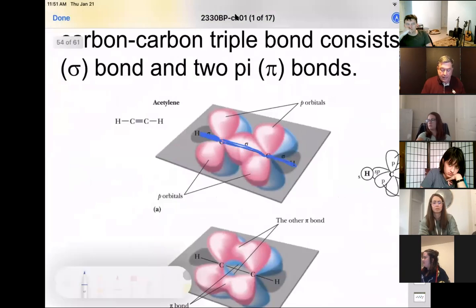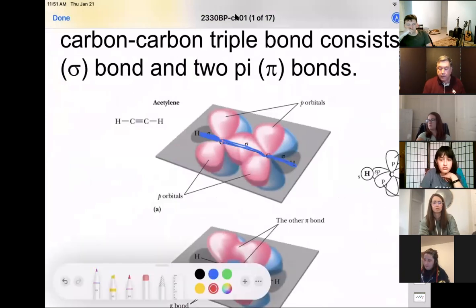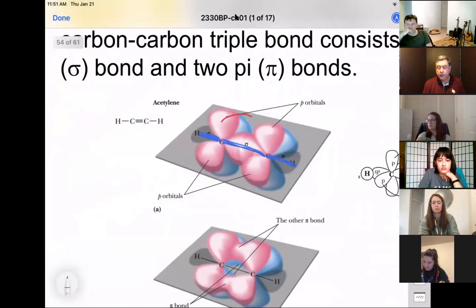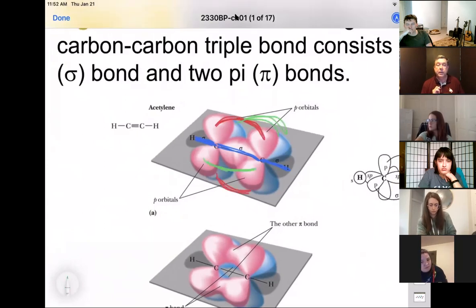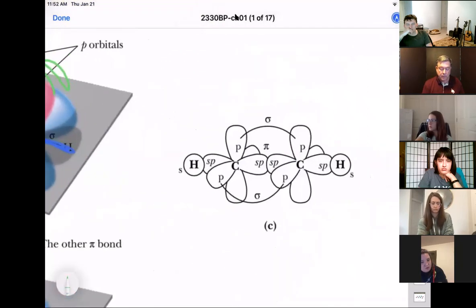There it is. And we're going to get one pi bond from one set of the unhybridized p's, and we're going to get a second pi bond from the other set of unhybridized p's. So what does that look like? Let's blow up this structure here instead.